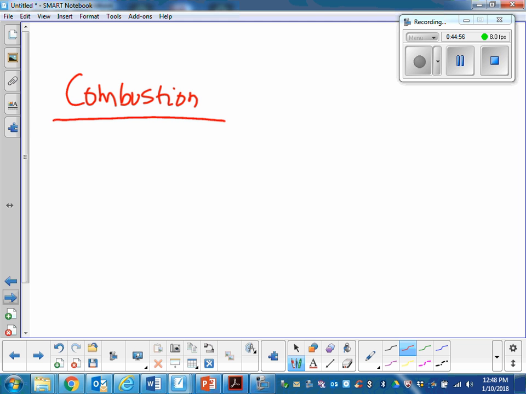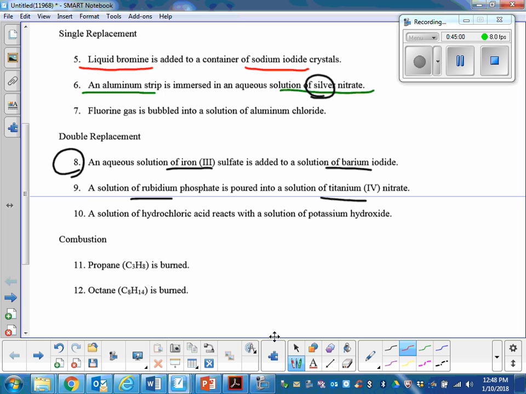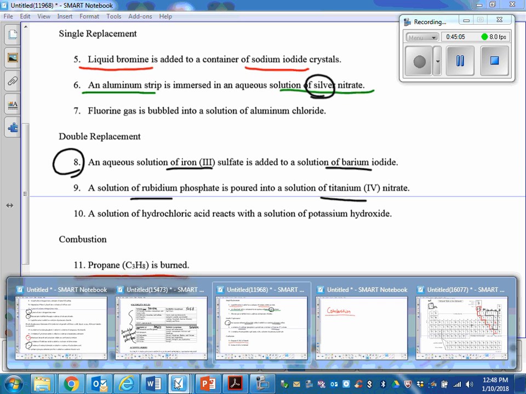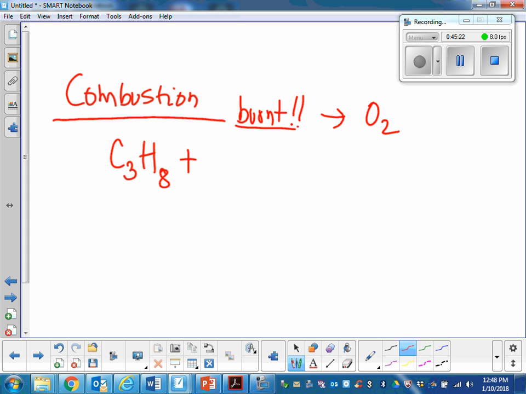All right. So let's go to the very last one. We're going to say propane is burned. They've given us the formula. It's C3H8 plus... When they say it's burnt, what should you remember to include? Oxygen. Burnt means oxygen, plus O2.